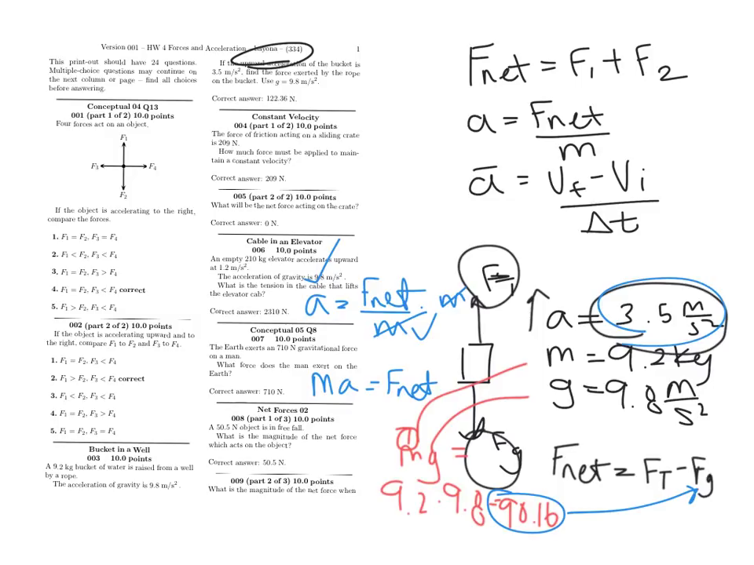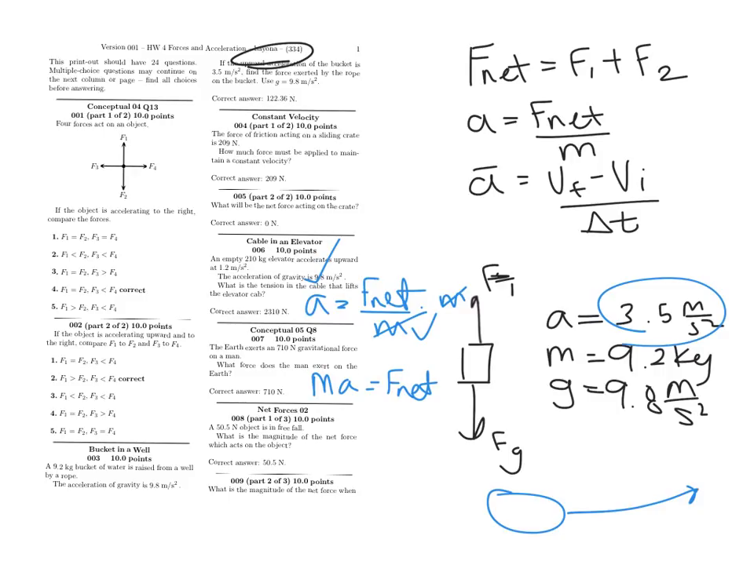Okay, I'm going to get rid of some of this other stuff here. Okay, let's get rid of that, so that way it's a little bit less messy. Alrighty, here we go. My mass is 9.2, my acceleration is 3.5, and that gives us a net force of 32.2.